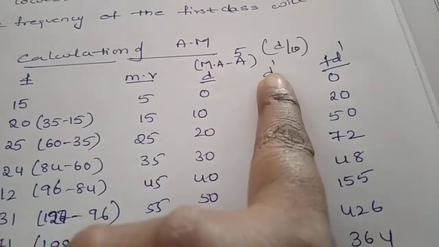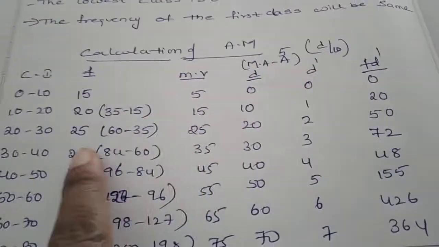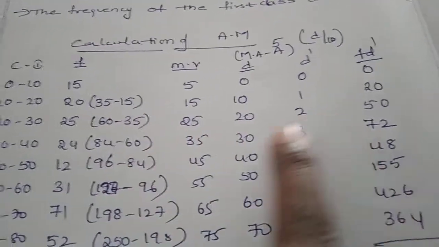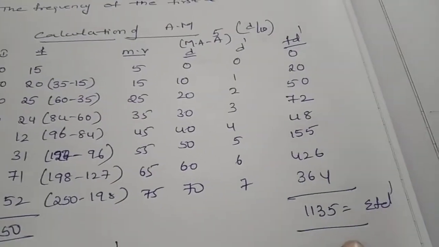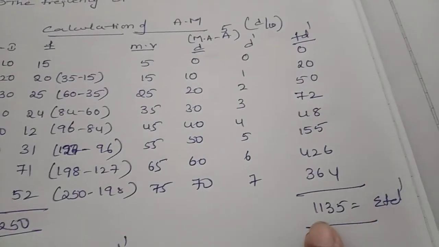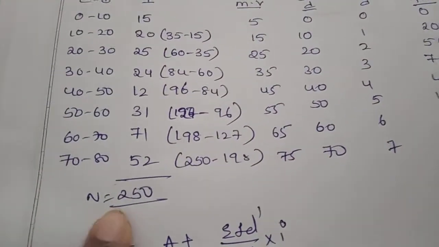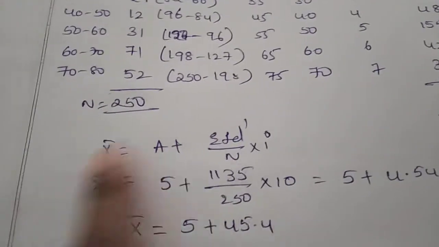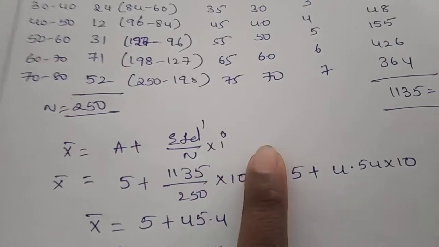Afterwards, F into D dash. So 15 into 0, 20 into 1, 25 into 2, 24 into 3. In that way you have to multiply, and finally sigma F D dash is how much here? 1135. And F, nothing but N, is equal to how much? 250. So now apply the formula. Apply the mean formula: mean is equal to A plus sigma F D dash by N into I.